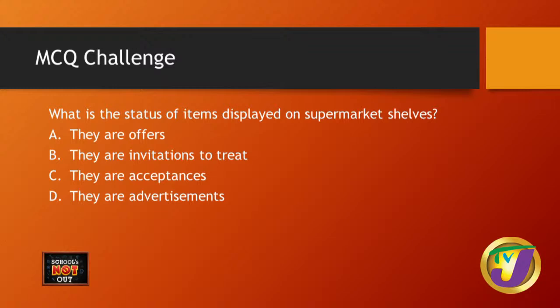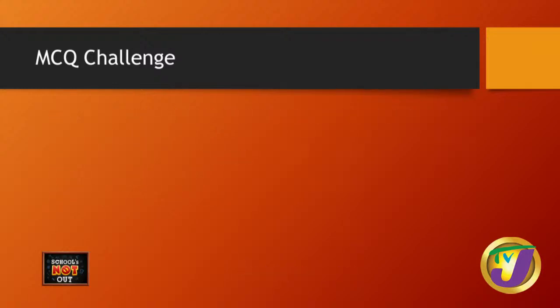So the display of goods on a supermarket shelf is considered to be, if you said B, you're correct. Good job. So B would make it an invitation to treat. And remember that we looked at some of the other conditions under which we had invitations to treat, like goods in a display window as well, and advertisements, with the exception that we mentioned.